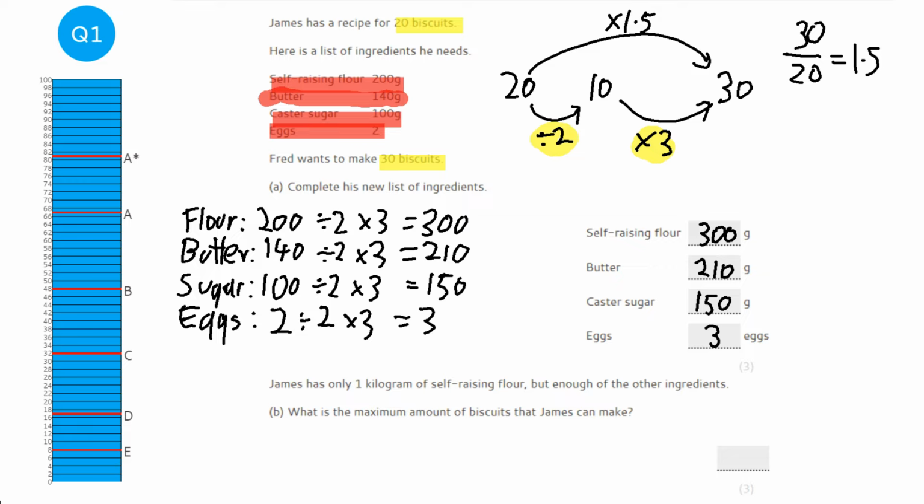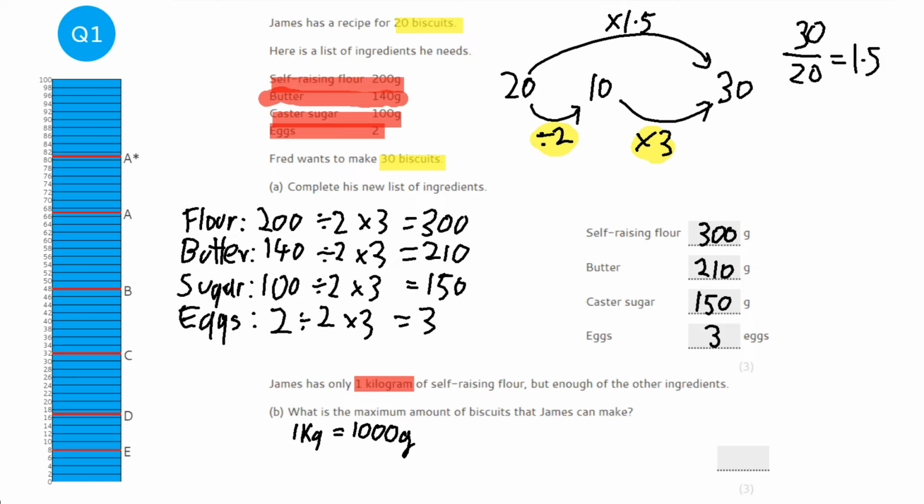So the next question says that he only has 1 kilogram of self-raising flour, but enough of all the other ingredients. So we assume he's got enough butter, sugar and eggs. What's the maximum amount of biscuits that James can make? Okay, so for this question, what we need to be thinking about is, first of all, what is 1 kilogram in grams? Because all of these ones are in grams, apart from the eggs, obviously. So 1 kilogram equals, kilo means 1,000, so it equals 1,000 grams.